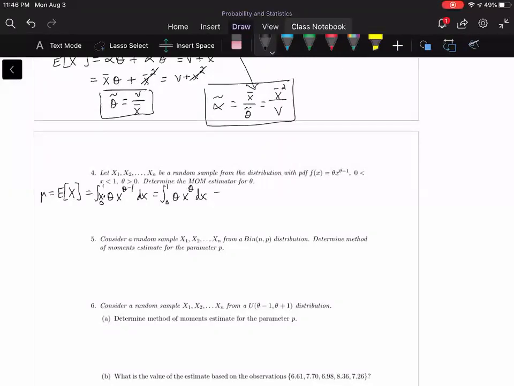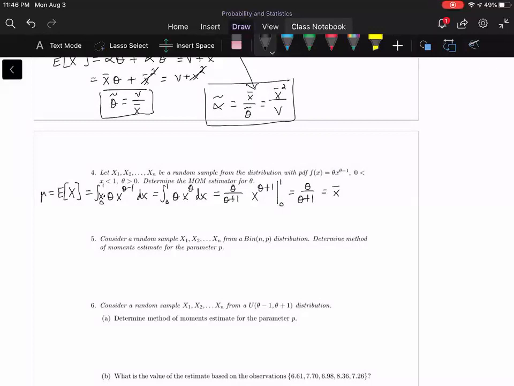And so this is the power rule for integration, which is theta over theta plus 1 times x to theta plus 1, which is being evaluated from 0 to 1. So when x is 1, this is 1 to some power, which is just 1, minus 0 to some power, which is 0, which leaves us with just theta over theta plus 1. That is our mean. Now the method of moments estimator says we want to set this equal to x bar and solve for theta. So that's what we're going to do.